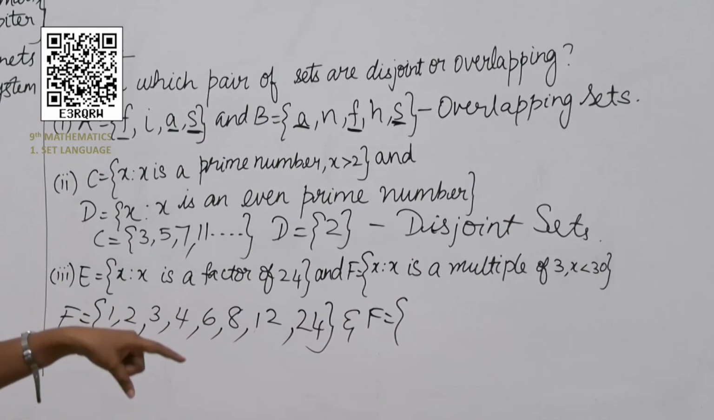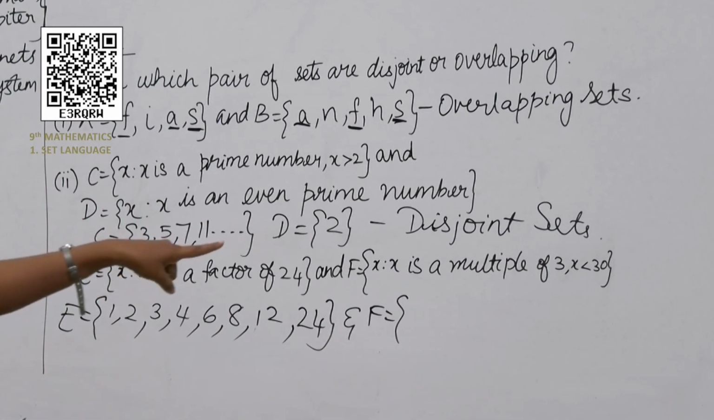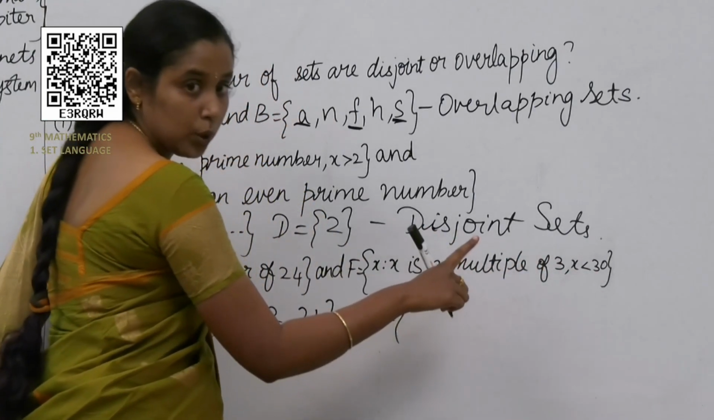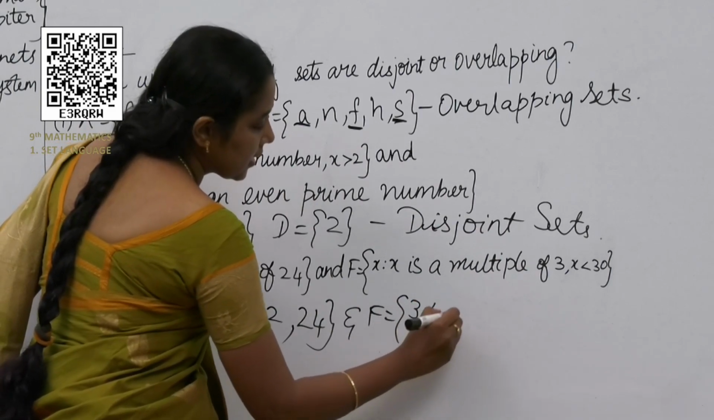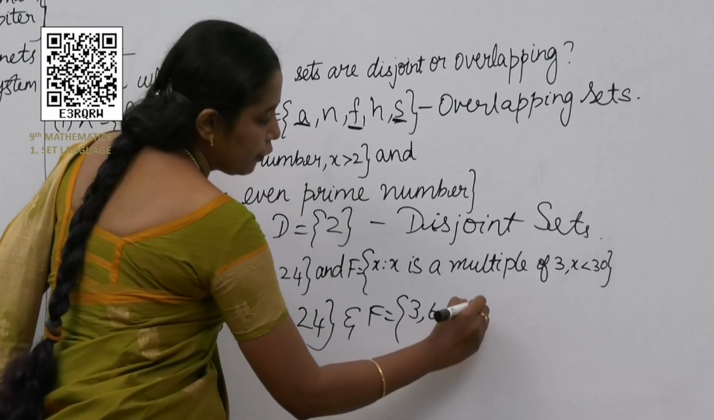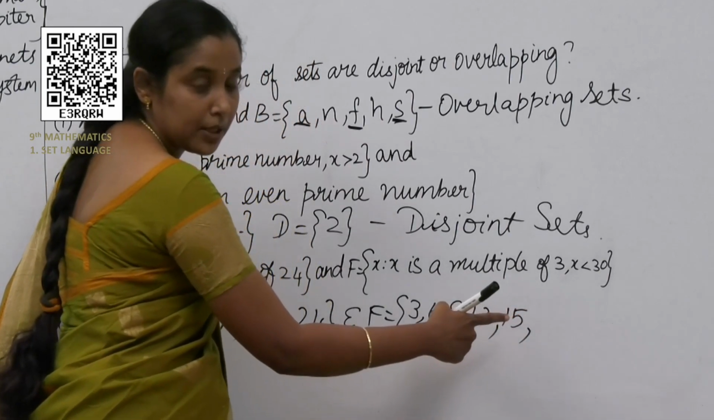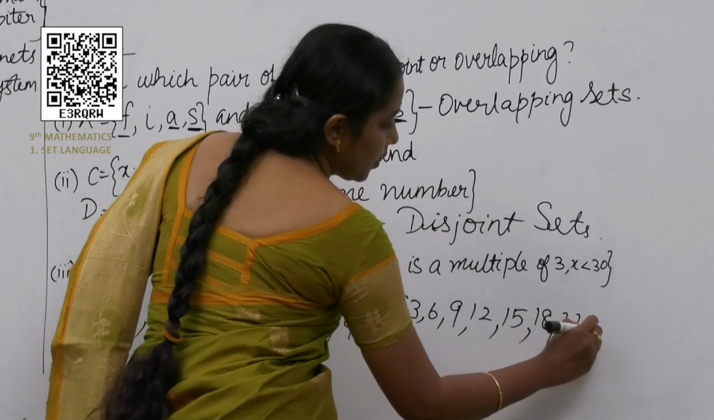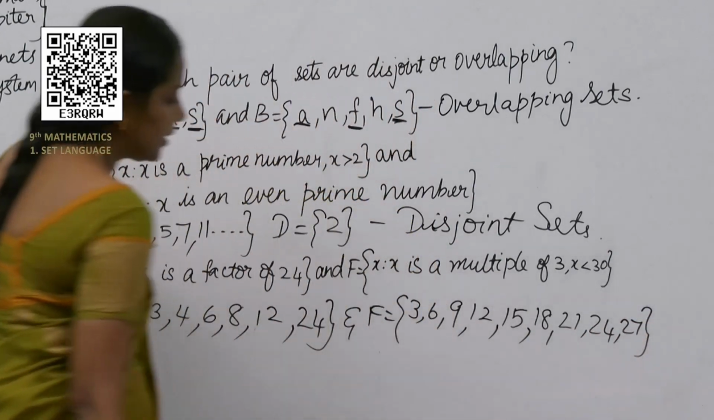And F is equal to x such that x is a multiple of 3 and x is less than 30. A condition is given: it is less than 30, so you should not include 30. The numbers you include are 3, 6, 9, then 4 3s are 12, 5 3s are 15, 6 3s are 18, 7 3s are 21, 8 3s are 24, 9 3s are 27. These are the multiples of 3.